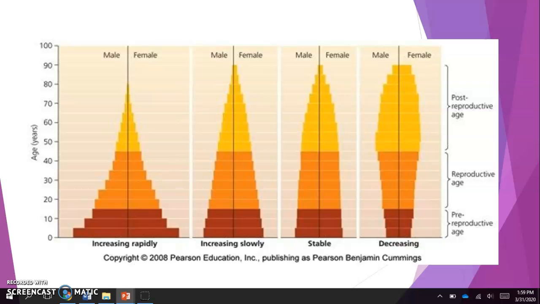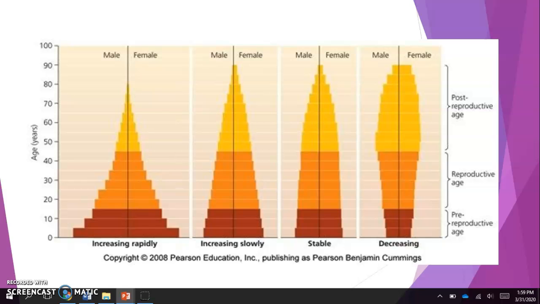And then finally, we have a decreasing structure, which is like the pyramid flipped on its head, where we've got very small amounts of children being born on the bottom, so not many individuals in that pre-reproductive age, but then we've got a lot of people at the top where they're living to be older.